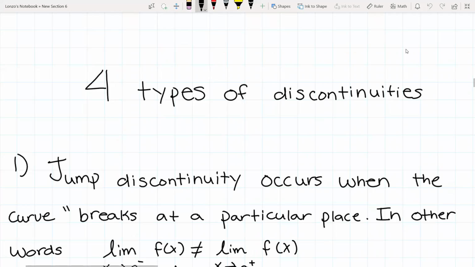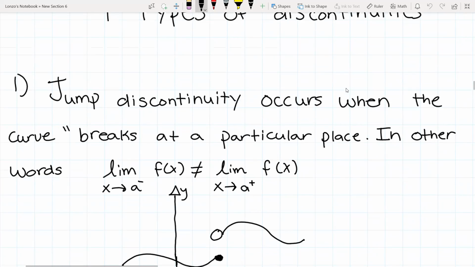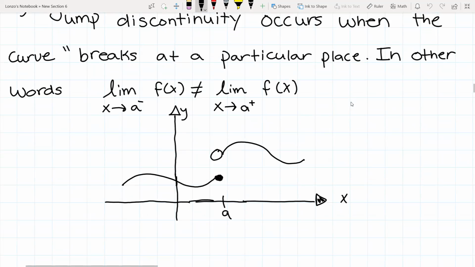Hello. In this video, I'll go over the four main types of discontinuity. The first one is called the jump discontinuity. It occurs when the curve breaks at a particular place. In other words, the limit as x approaches a from the left of f of x is not equal to the limit as x approaches a from the right of f of x. So these are the related one-sided limits.